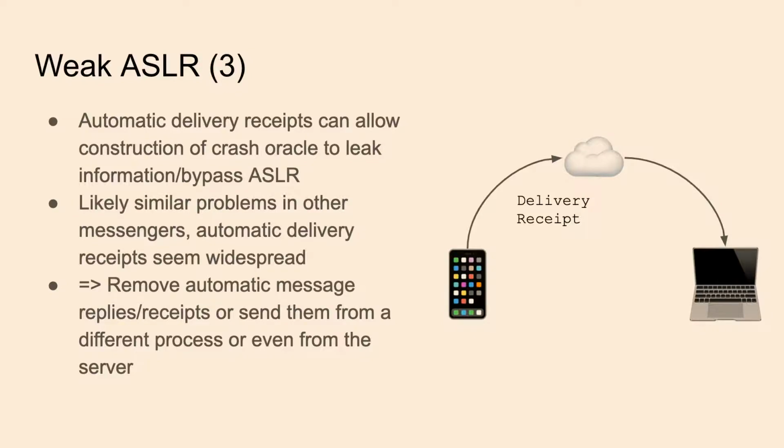The third part here is the delivery receipts, which interestingly can give you this side channel, this 1-bit information side channel, and this can be enough to break ASLR. And as I've mentioned before, I think a lot of other messengers have this same problem. What might work is to either remove these receipts, sure, or maybe send them from a different process, so you can't do this timing thing, or even from the server. I think if the server already sends the delivery receipt, it's a bit of cheating, but at least this attack doesn't work.